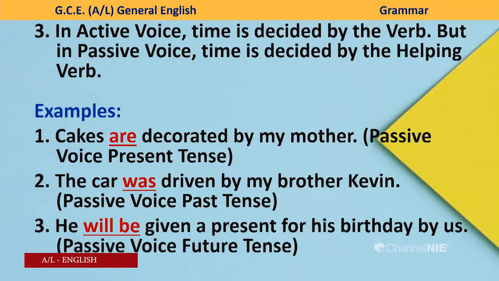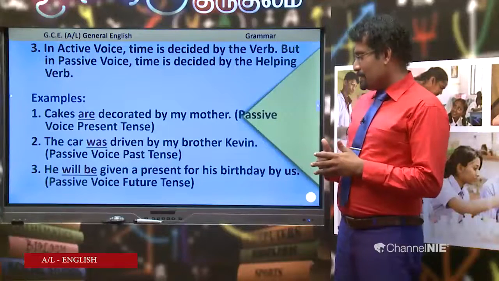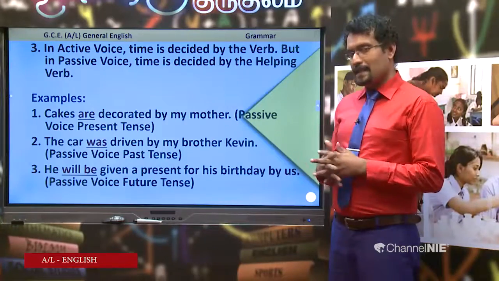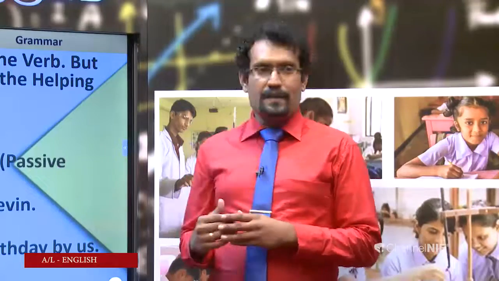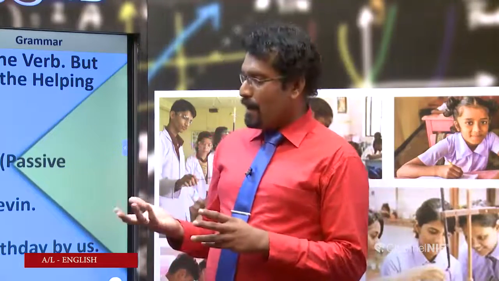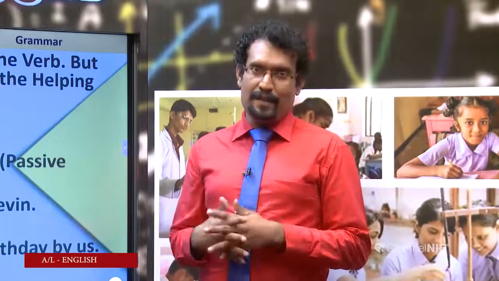He will be given a present for his birthday by us. Since will be is there, it is passive voice future tense. So, in passive voice, time is decided by the helping verbs are, was and will be.